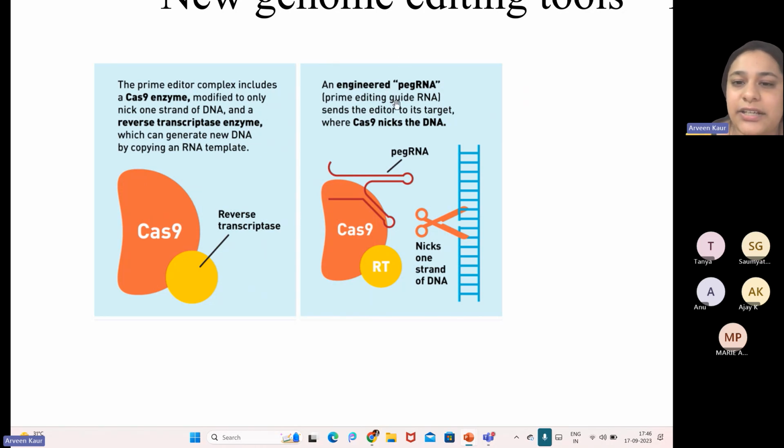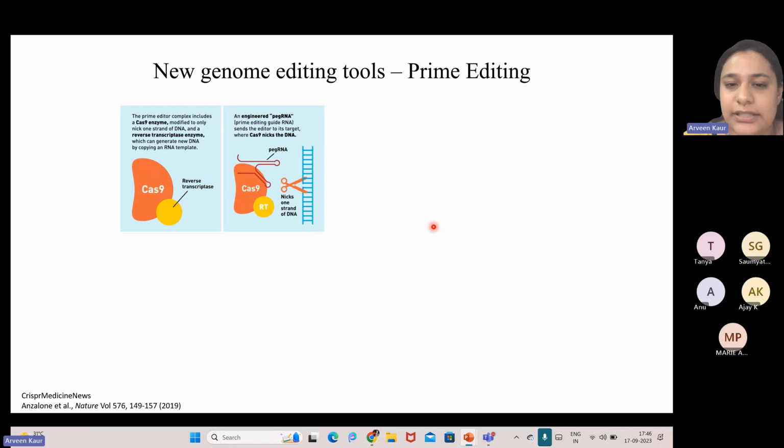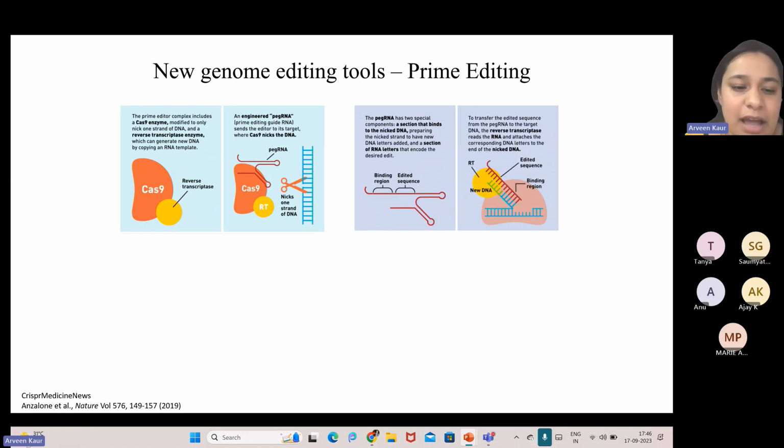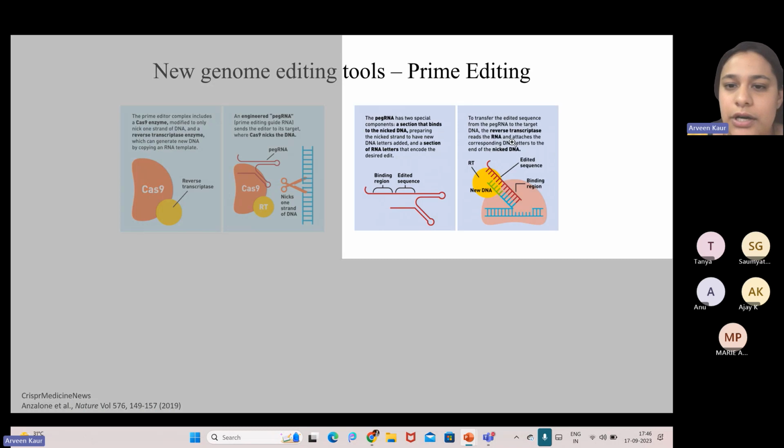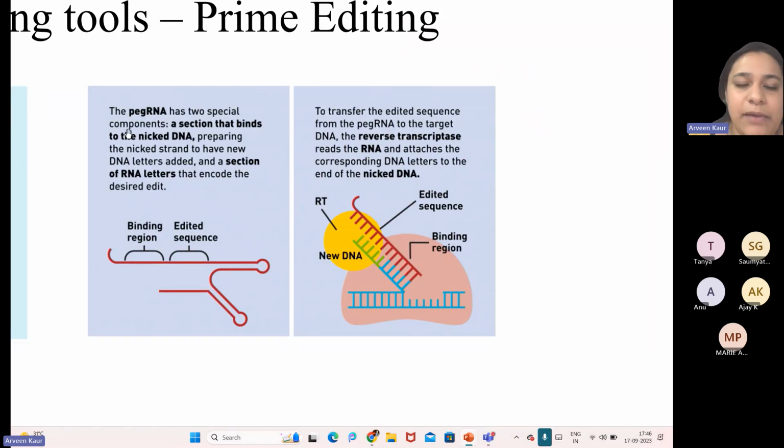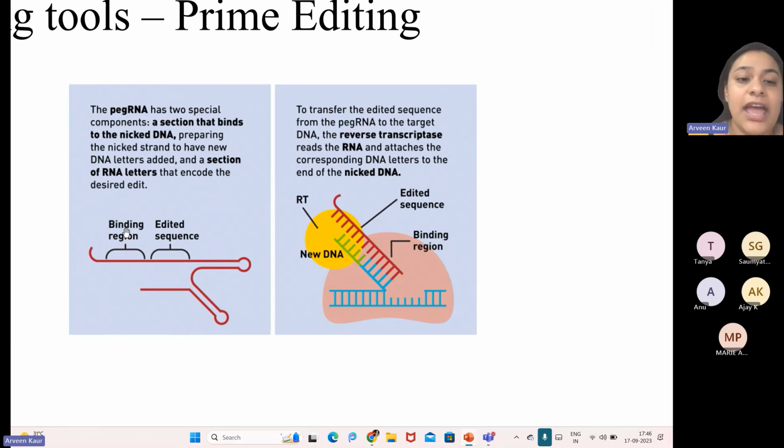Then this engineered PEG RNA, which is prime editing guide RNA, sends the editor to its target where Cas9 nicks the DNA. After Cas9 has actually nicked the DNA, the PEG RNA again has two special components: a section that will bind to the nicked DNA, preparing the nicked strand to have new DNA letters added, and another section of RNA letters that encode the desired edit that we want. This is a desired sequence that we will want, right? It is represented over here as binding region and edited sequence.